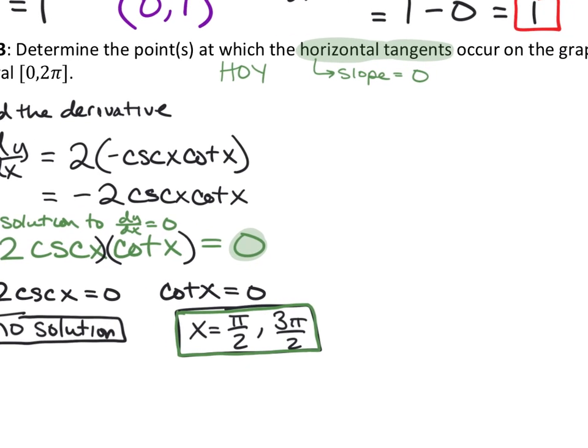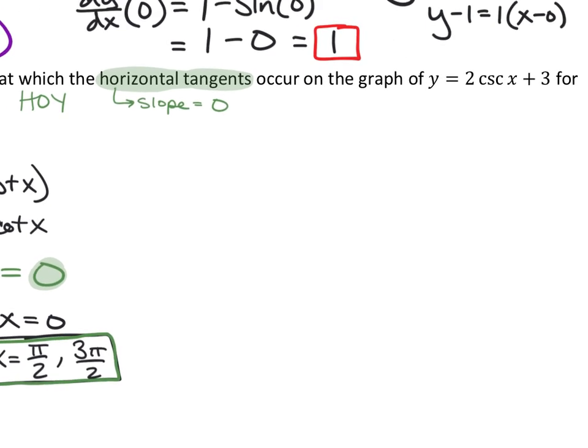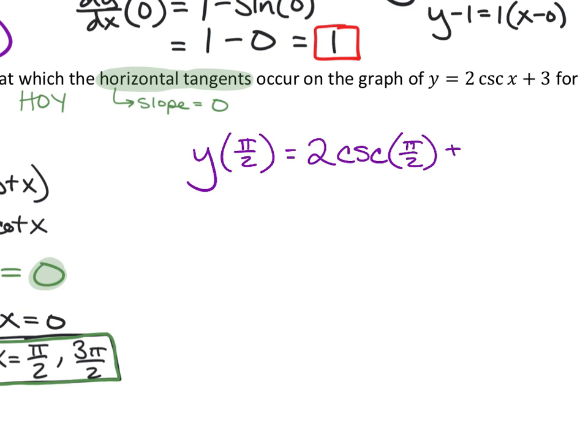We have x values. How do we find y values to finish out a coordinate point? Plug it into what? The derivative or the original? The original. So I'm going to take the original equation and I'm going to plug in pi over 2 and 3 pi over 2. For notation, just for our notes, the way you would write this is y of pi over 2. We don't normally write this in function notation like that, but this is to help us remember we're plugging pi over 2 into the function. This would be 2 cosecant of pi over 2 plus 3.